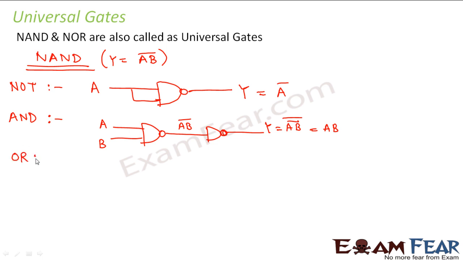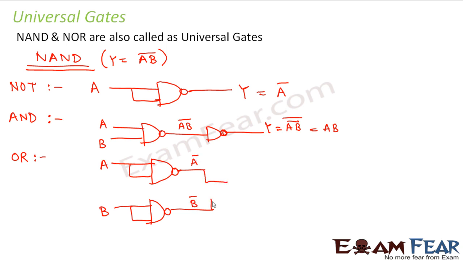Now how can a NAND gate act as an OR gate? In that case, we have to use 3 NAND gates. If you use 3 NAND gates in this way, let us suppose this input A goes from here, input B goes from here. So what do you get? You get A bar here, you get B bar here, and then these 2 are made to pass through another NAND gate. So what is your output? The output is (A bar B bar) bar, right? This would be your output. Now this output is same as A plus B.